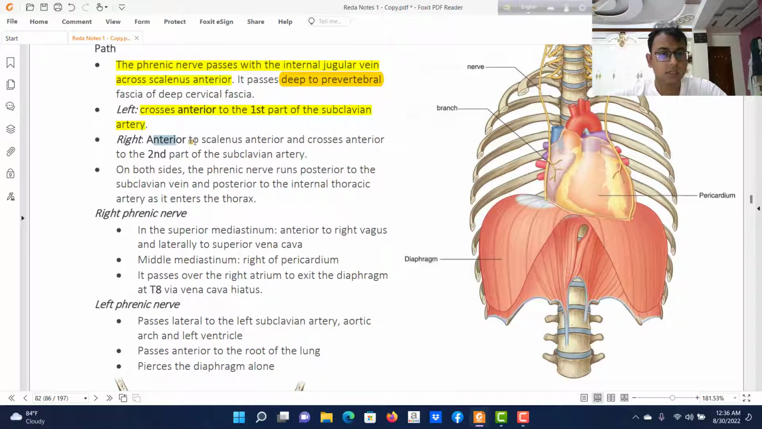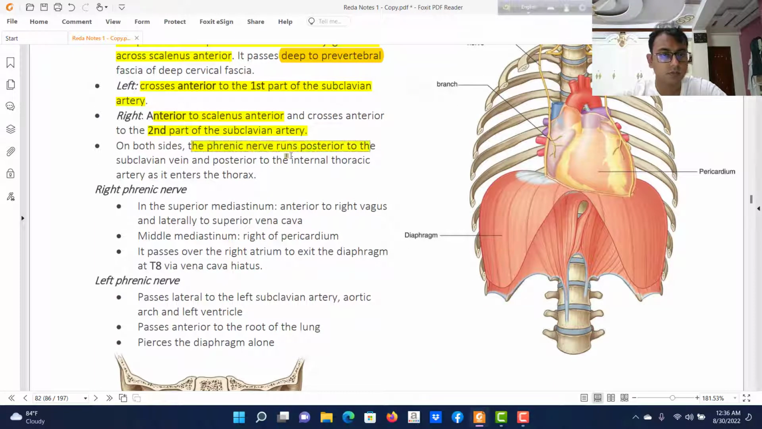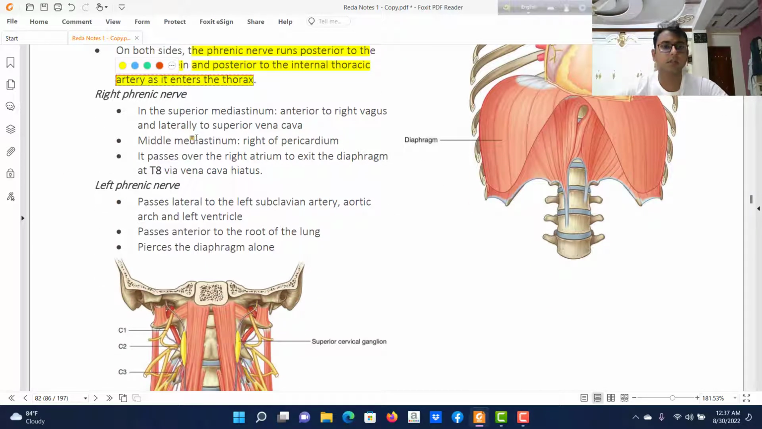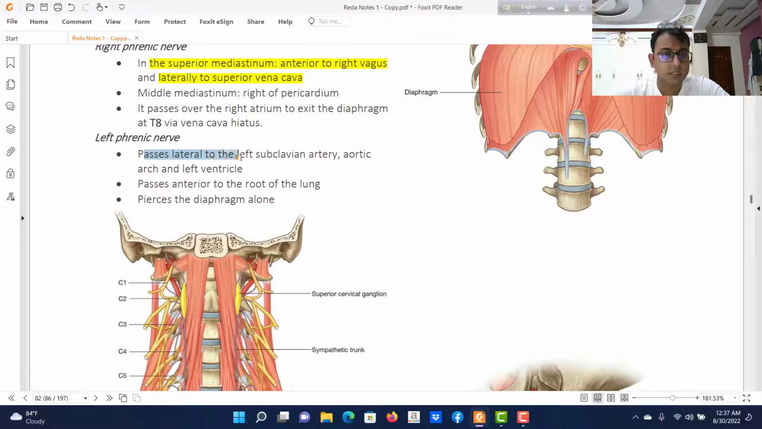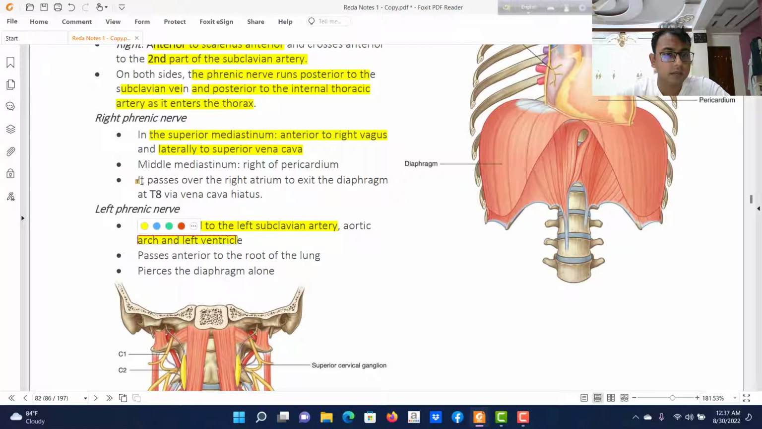On the right side, it passes anterior to the scalenus anterior and crosses the second part of the subclavian artery. On both sides, the phrenic nerve lands posterior to the subclavian vein and posterior to the internal thoracic artery as it enters the thorax. So right and left phrenic nerves run on both sides. In the superior mediastinum it is anterior to the right vagus, and lateral to the superior vena cava. On the left side, it passes lateral to the left subclavian artery and aortic arch, and over the left ventricle. On the right it passes over the right atrium and exits the diaphragm at thoracic 8, the vena cava hiatus.